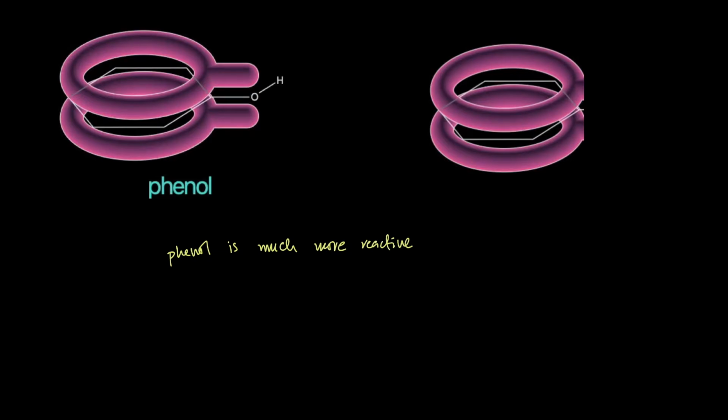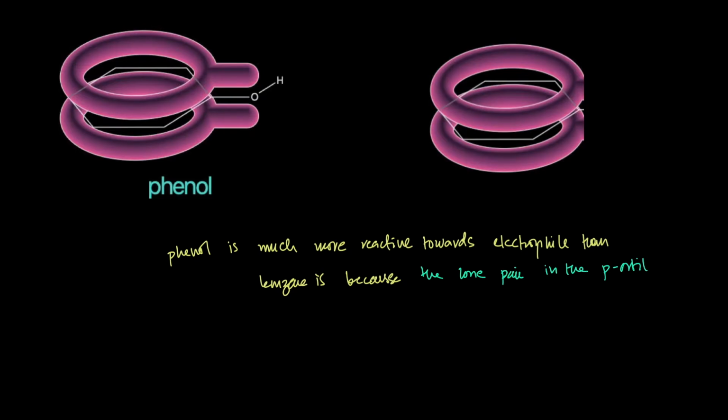So we can say that phenol is much more reactive towards electrophiles than benzene is, because the lone pair of electrons in the p orbital of the oxygen atom delocalizes into the benzene ring.